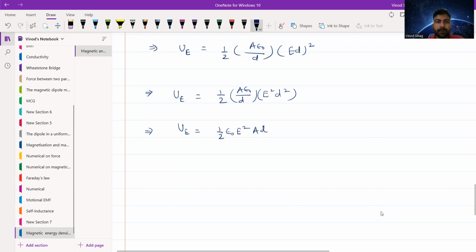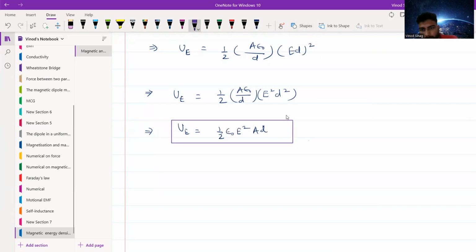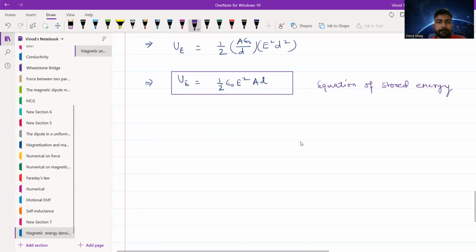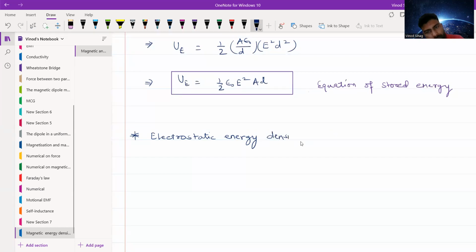So this is the equation of stored energy, and now we are going to derive the equation for electrostatic energy density. What is the electrostatic energy density?